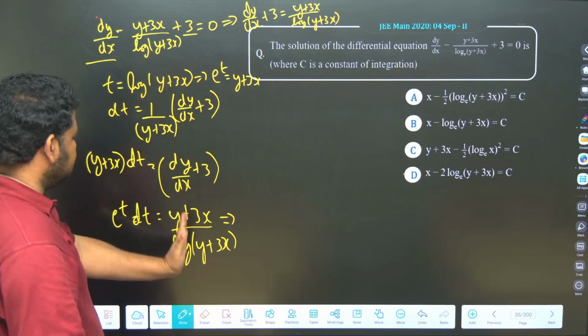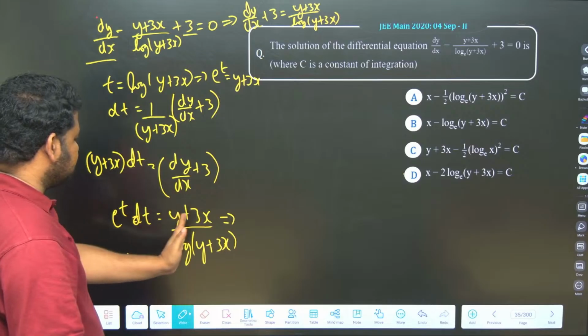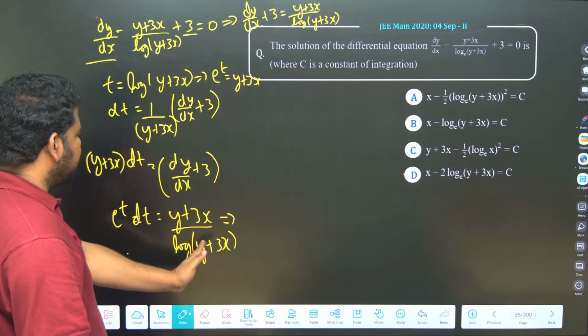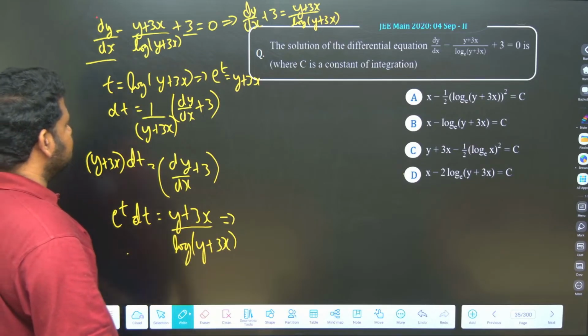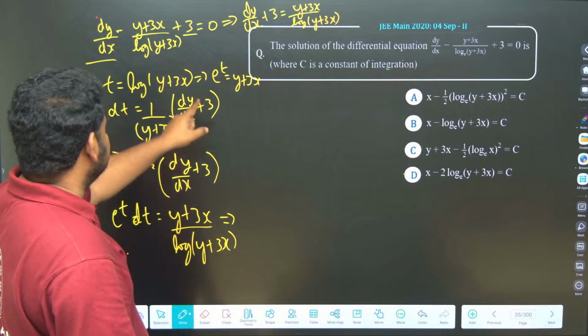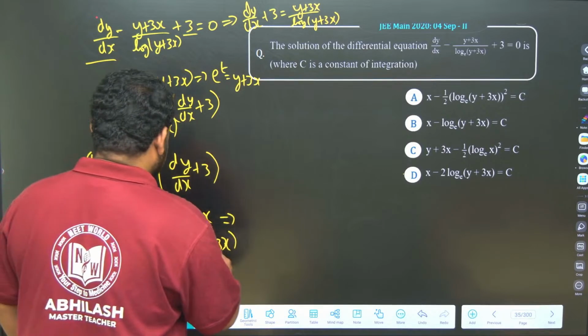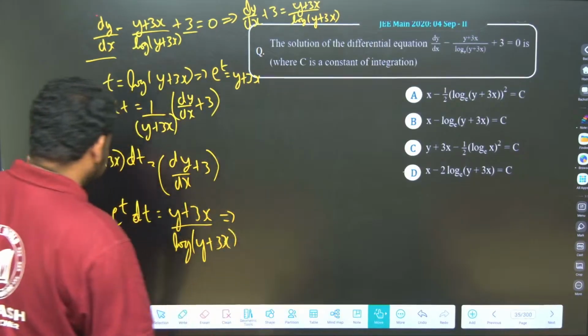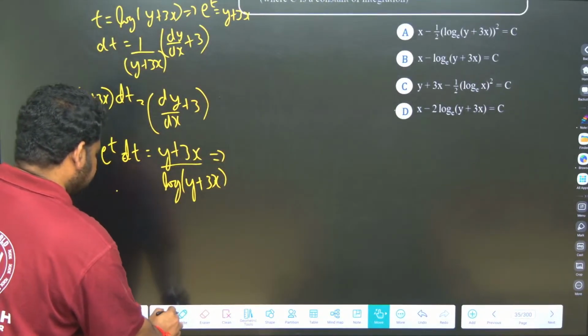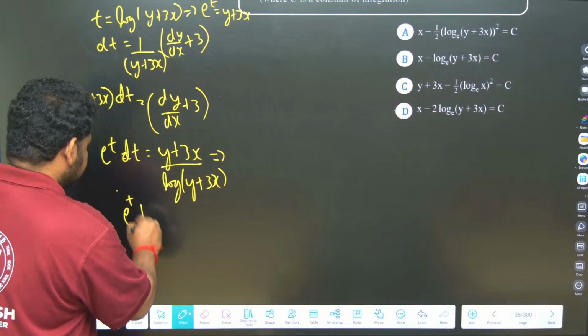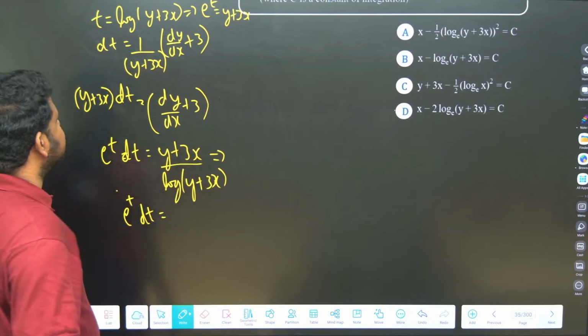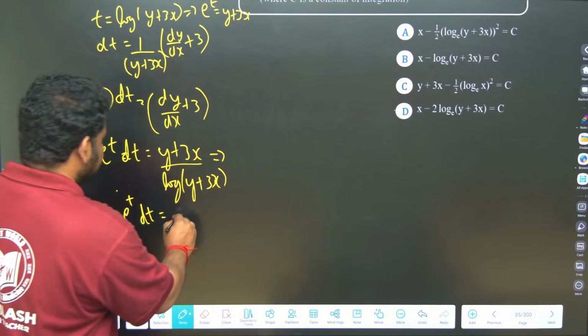So that will be equal to this one. So e power t dt is equal to y power 3x by log of y plus 3. So y plus 3x is nothing but equal to what? E power t. Okay, this gives us, observe very carefully, e power t dt will be equal to... y plus 3x is nothing but equal to e power t.